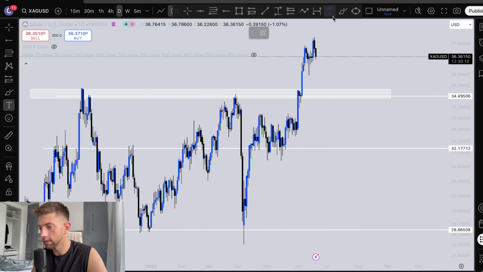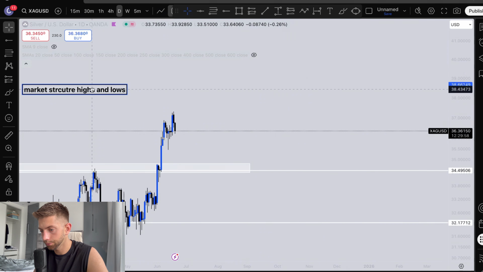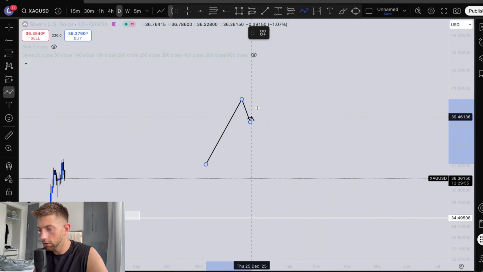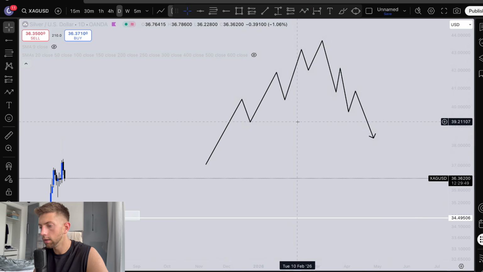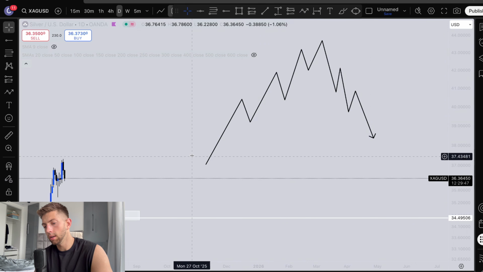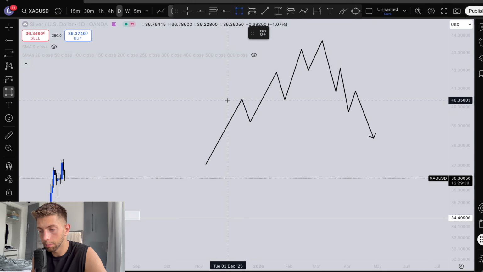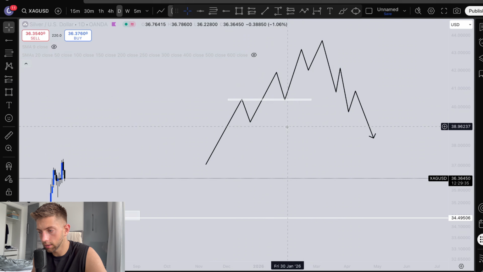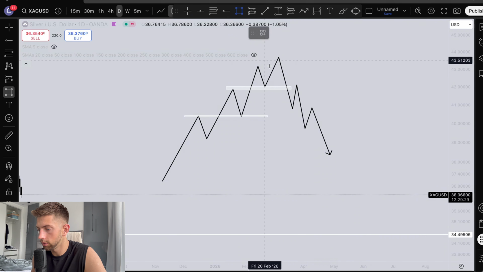And the second thing, as I said, is market structure. Highs and lows, okay? What I mean by this. Let me draw some example right here. So in this case, what I'm using as my key levels, because I trade heavily based on market structure, key levels for me are previous levels of structure, previous highs, like this, and previous lows in a downtrend.